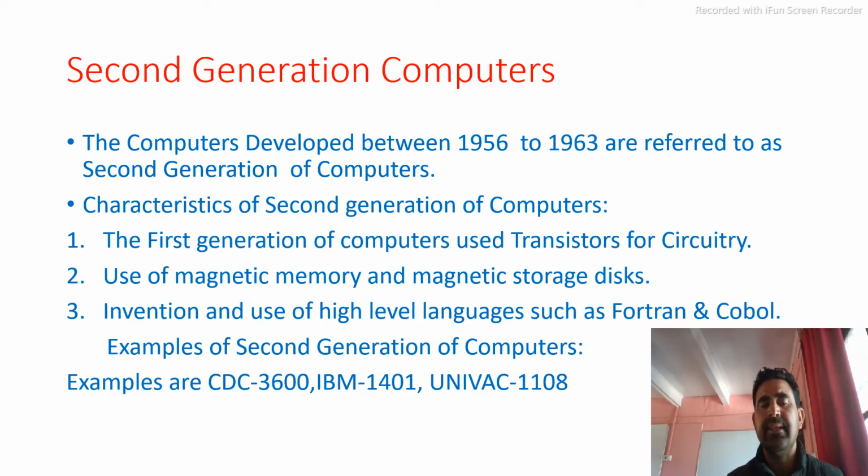To sum up, the computers developed between 1956 and 1963 are referred to as second generation computers, and they use transistors instead of the vacuum tubes used in first generation computers. Transistors were very fast and small compared to vacuum tubes. This increased the speed of processing and reduced the size of the computers. Also, reliability and accuracy of the computers increased.